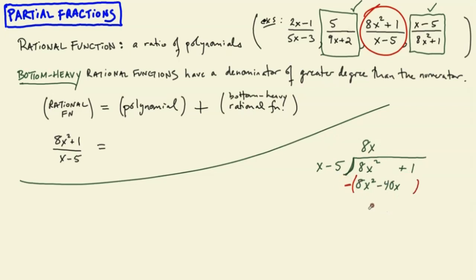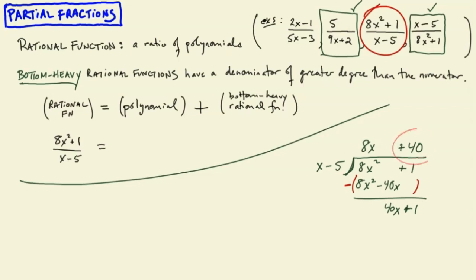Okay, now we subtract this junk from what we had above, and that gives us, let's see, well, the 8x squareds cancel out, then I have nothing minus minus 40x, so I get a 40x, and then I have a 1 minus nothing, so I still have a plus 1. Okay, good. Am I done? No, not yet, because I have to see if my denominator goes into this new thing. Well, yes, it does, because what do I have to multiply x by to get 40x? Well, of course, that is 40, so I will put that up here.